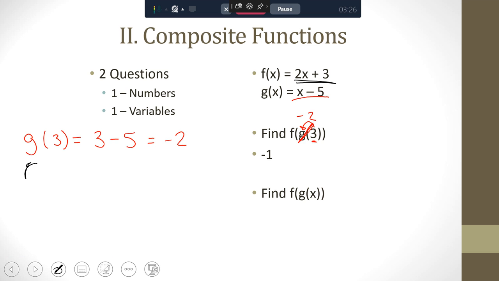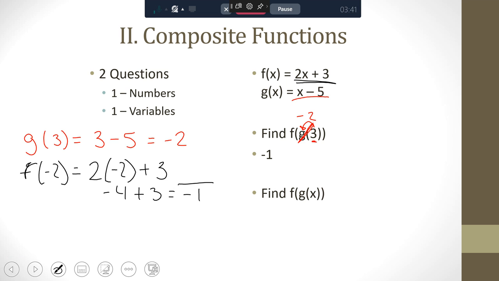So I have F of -2 equals 2 times -2 plus 3. Then 2 times -2 is -4. -4 plus 3 is -1. That is how I get my -1.